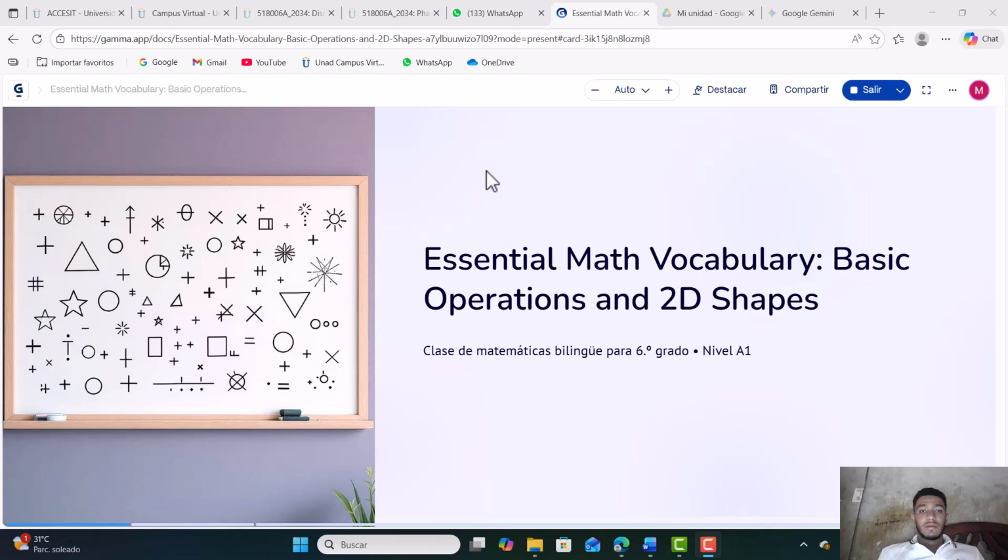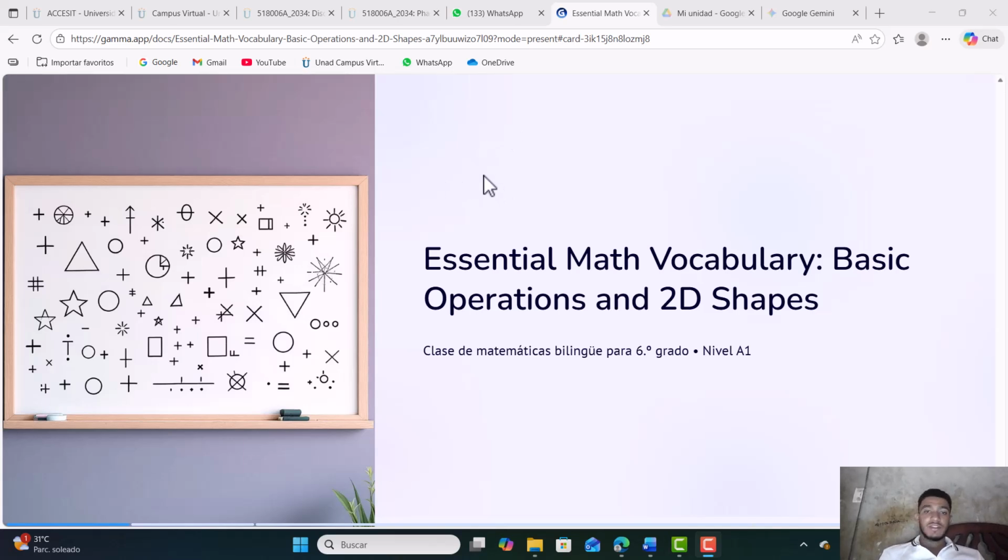Good afternoon, everyone. Welcome to our session on essential math vocabulary, basic operations, and 2D shapes. This is a bilingual mathematics class designed for 6th grade level A1 students, focusing on strengthening both math skills and English language proficiency.